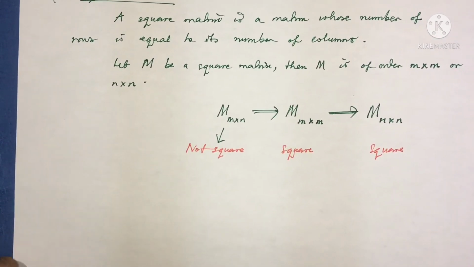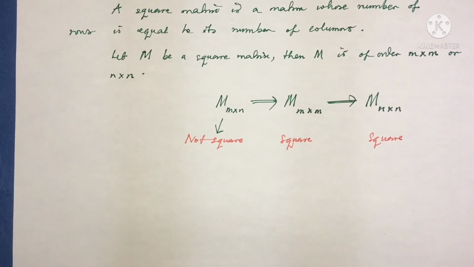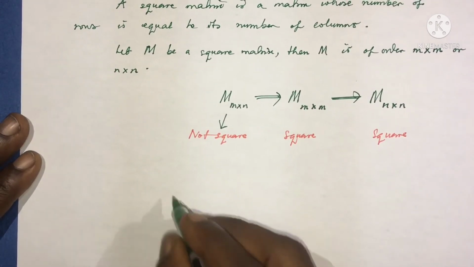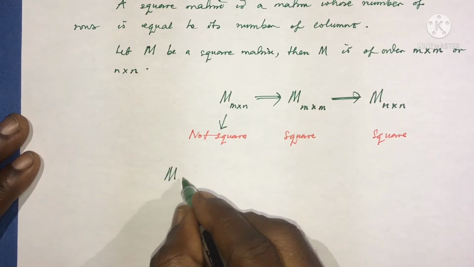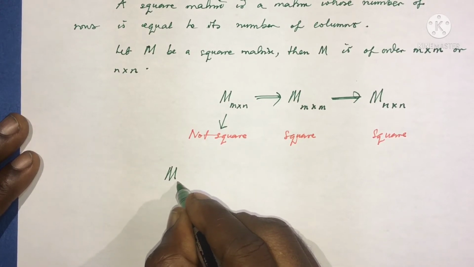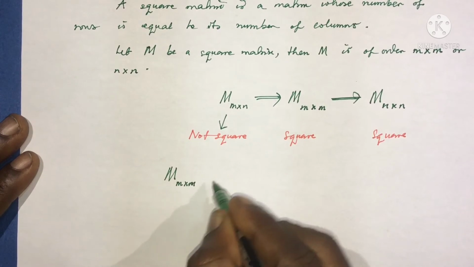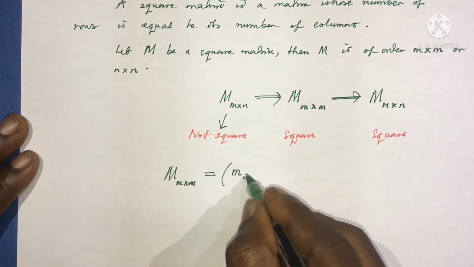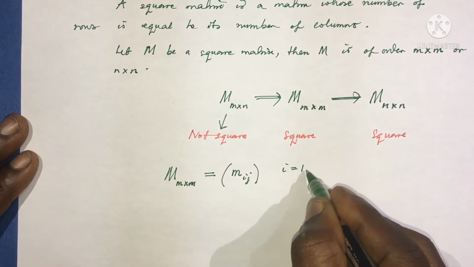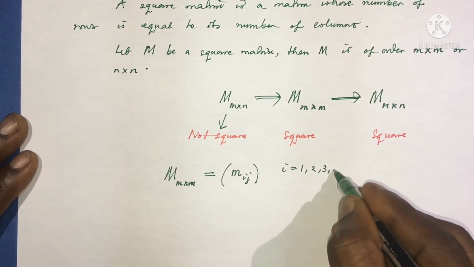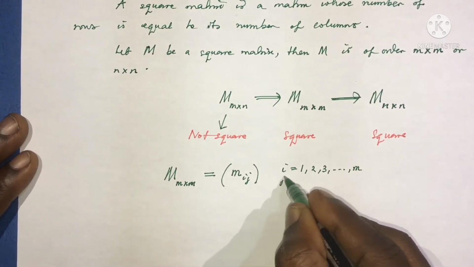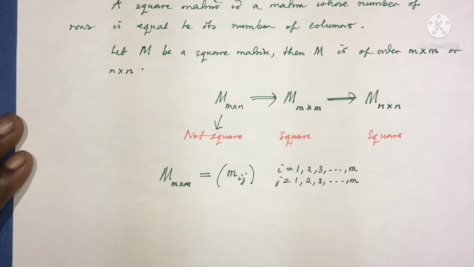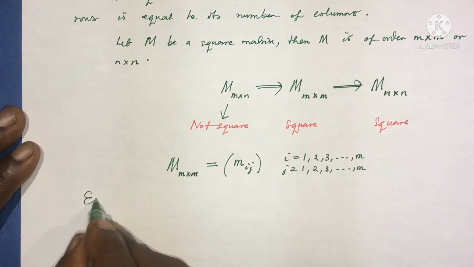So a matrix whose number of rows is equal to its number of columns is a square matrix. It's as simple as that. If you want to write a square matrix in shorthand notation, we can write it as a sub ij, where i takes values from 1, 2, 3 to M, and j also takes values from 1, 2, 3 to M.